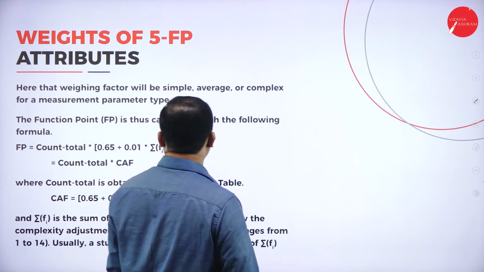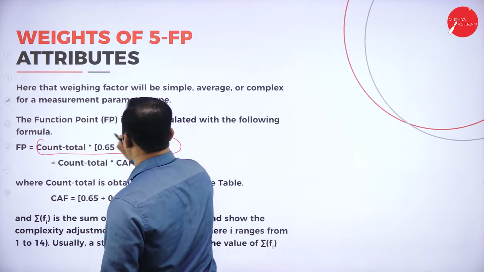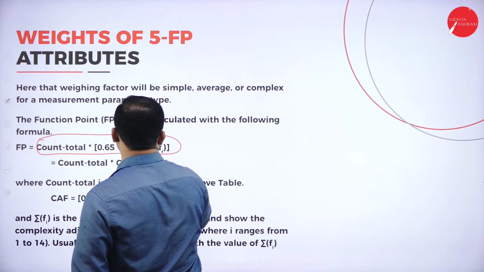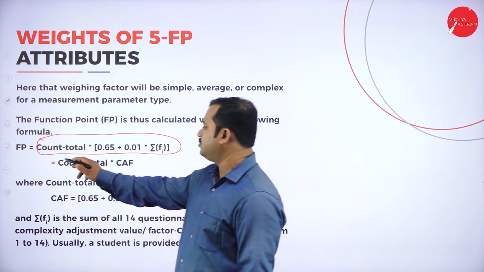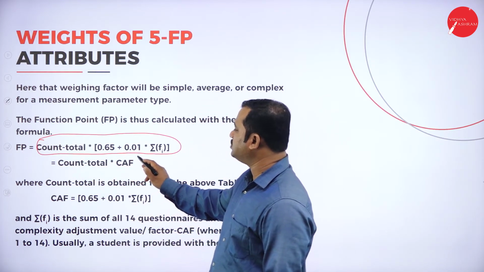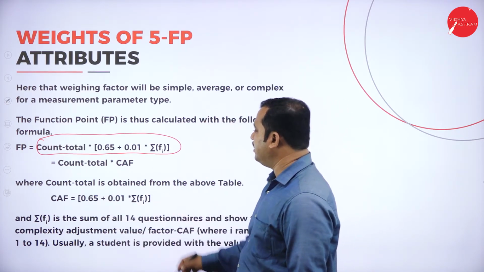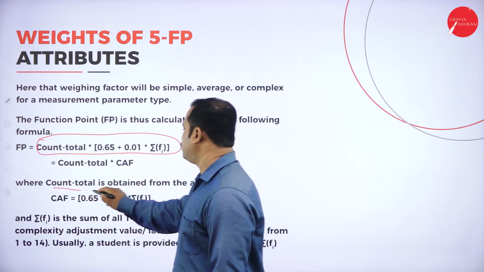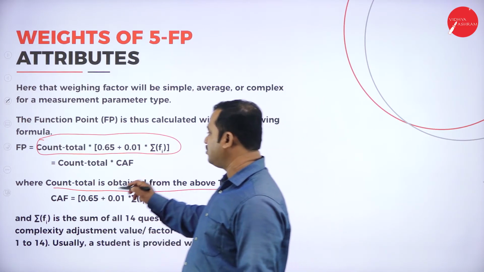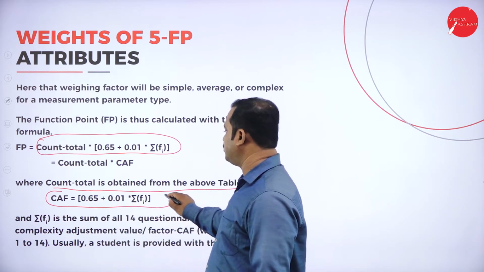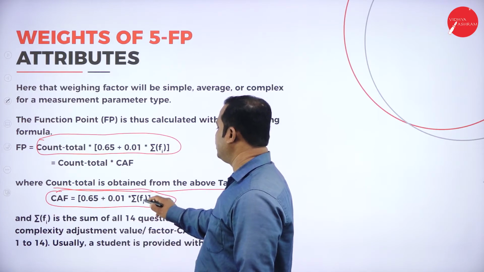In this function point analysis, we are going to count: count total star [0.65 plus 0.01 star summation of Fi] is equal to count total star CAF. What is the meaning of CAF here? Count total is obtained from the above table, that is, from the previous table which I have shown you. We are going to calculate the CAF. CAF is equal to 0.65 plus 0.01 into summation of Fi.